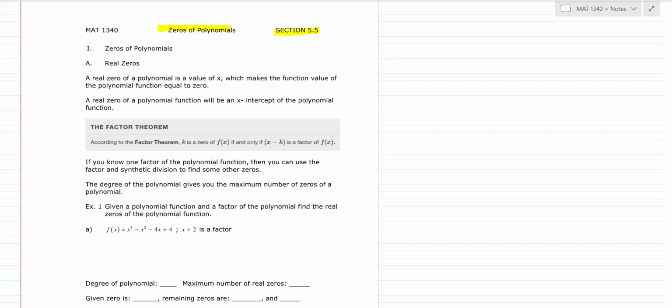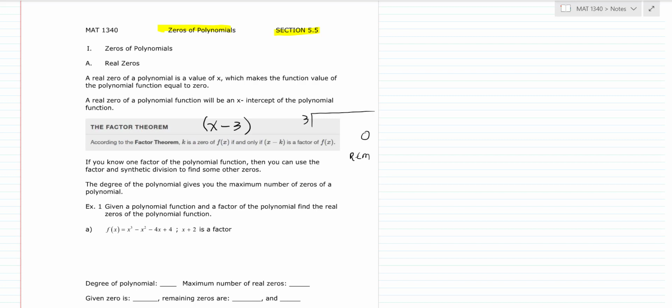Okay, we learned the factor theorem. The factor theorem basically says if you had a factor something like x minus 3, and if you synthetically divided a polynomial by 3 and you got a remainder of 0, then that would show that it is a factor of that polynomial. So if you know one factor of the polynomial, then you can generally use the factor theorem and synthetic division to find other zeros.